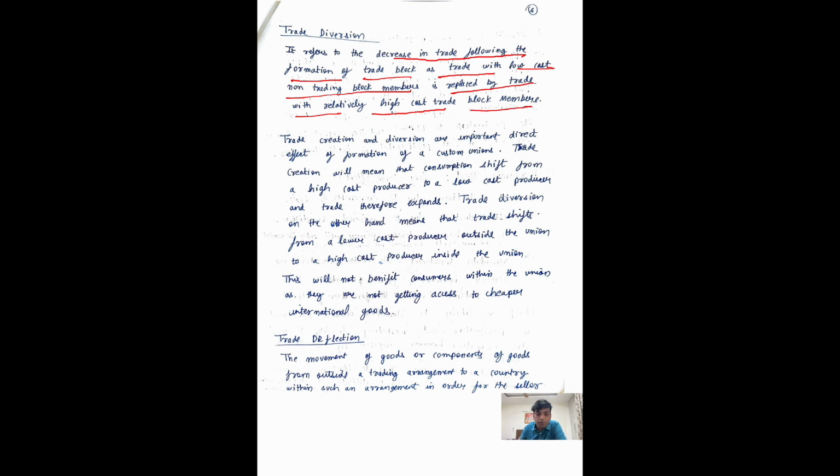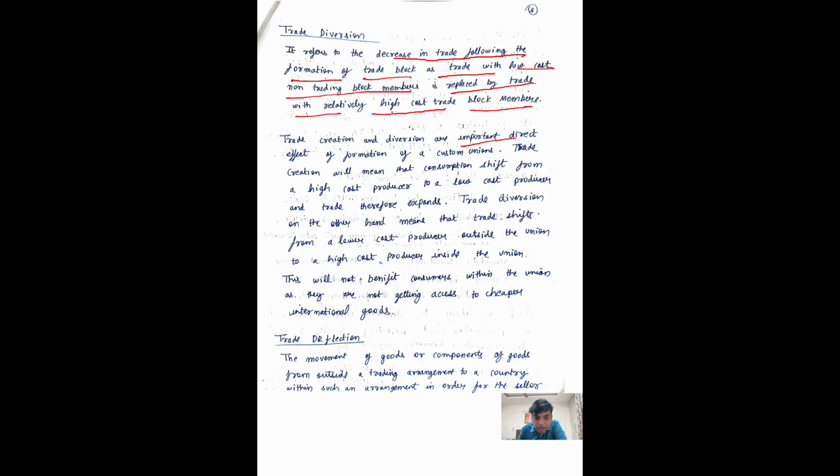So we took an example of US and Nepal. So basically Nepal is not included in the trade bloc, which is the free trade area, because of which the trade from Nepal shifted towards USA. Nepal was the more efficient producer, and trade shifted towards the less efficient producer. This creates trade diversion.